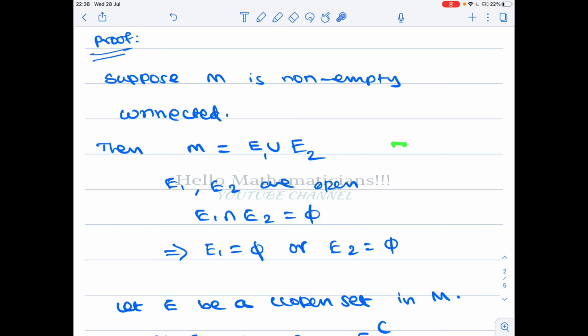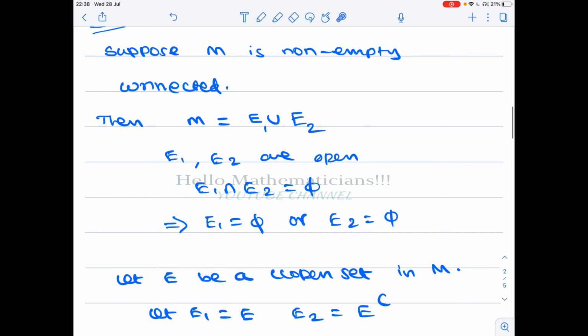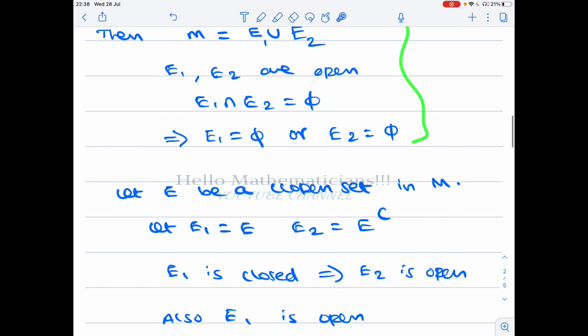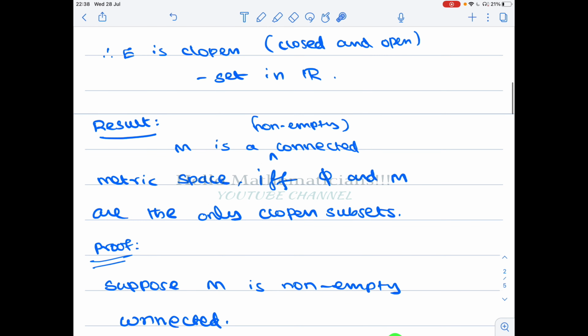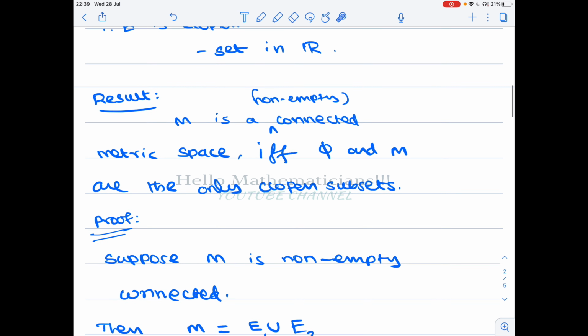So you might have seen this under the name separation. If it is a connected metric space, then it will not have any separation. This is a much simpler definition to use in problems related to connected sets, so please remember this definition. Since M is connected, this is true. So now we claim that the empty set and M are the only clopen sets.